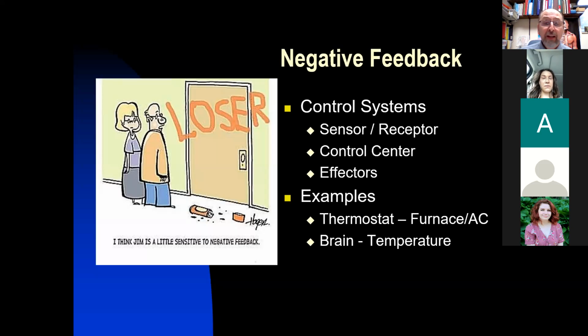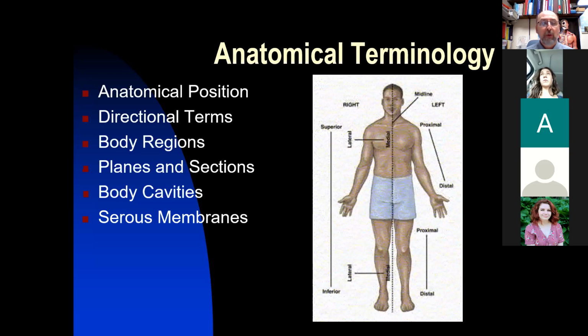We have a thermostat in our brain, and that's detecting body temperature. And so we have this not only for body temperature, but for blood pressure, for water levels, for nutrient levels, all sorts of stuff. And so we'll talk about that over and over again.